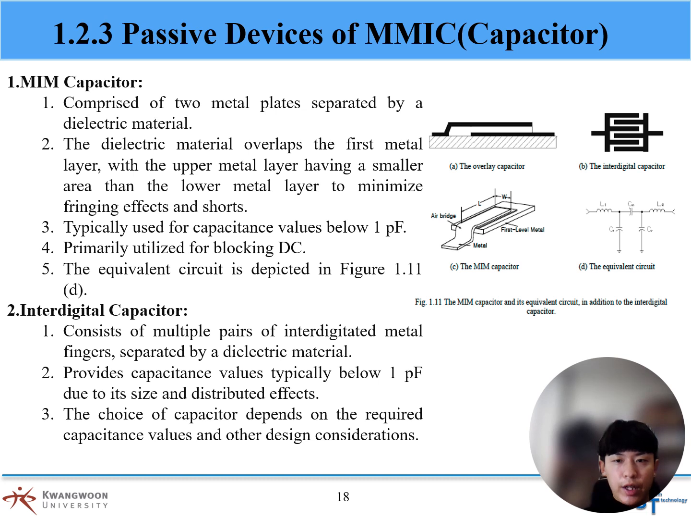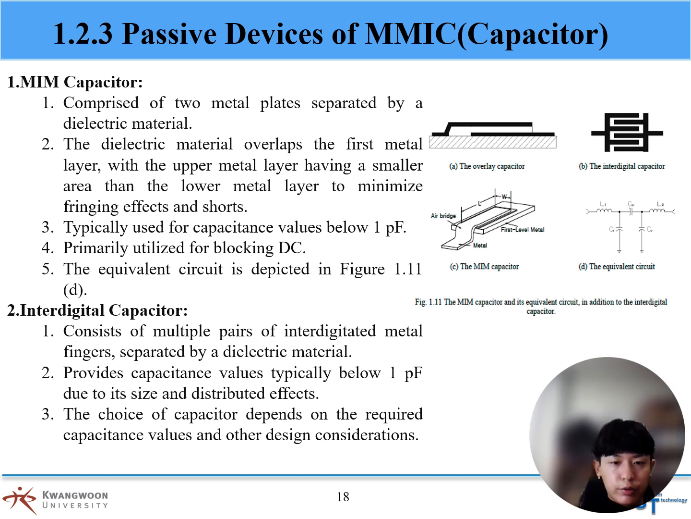This part is the capacitor. First is the MIM capacitor. It is comprised of two metal plates separated by a dielectric material. The dielectric material overlaps the first metal layer, with the upper metal layer having a smaller area than the lower metal layer to minimize fringing effects and shorts. It is typically used for capacitance values below 1 pF, and it is primarily utilized for blocking DC.